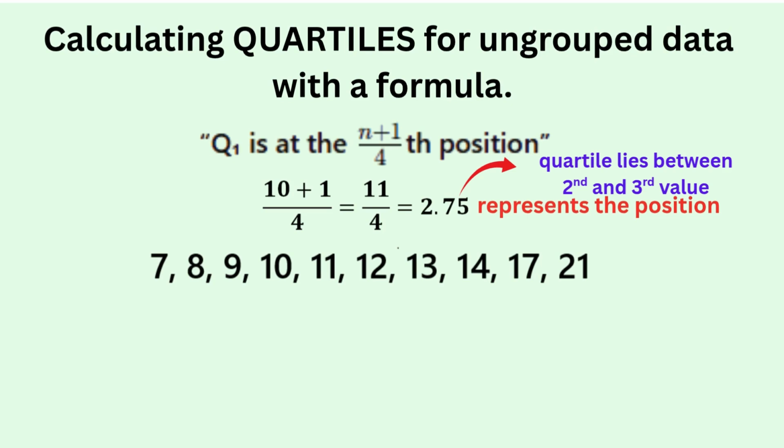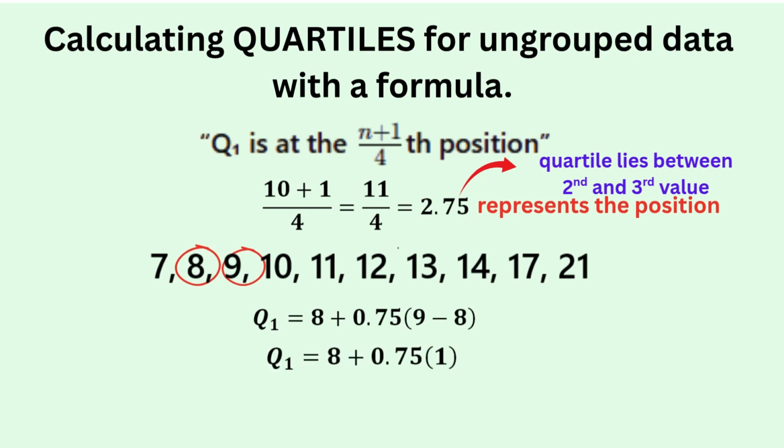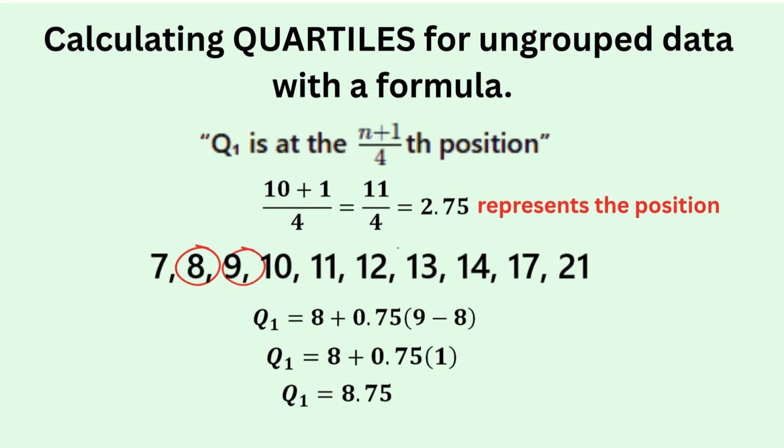Since the position is given as a decimal, the lower quartile is not exactly the second number. It is the second number 8 plus the decimal 0.75 times the difference between the second number and the number that comes immediately after. In this case, that's the third number 9. So the lower quartile is 8 plus 0.75 times 1, which is 8.75.